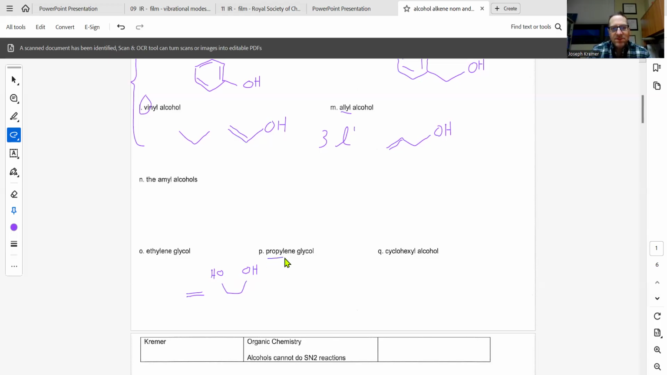Propylene glycol. What does this invoke? Three, right? Propylene. I'm going to draw propylene and its propylene glycol across the old double bond, which is gone now. Cinch that.